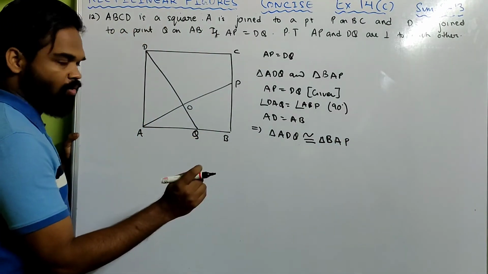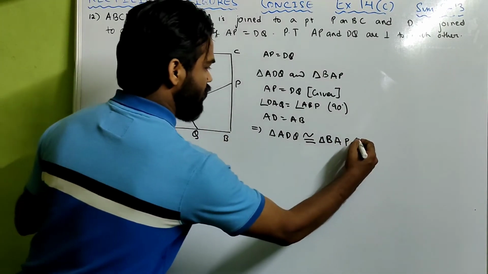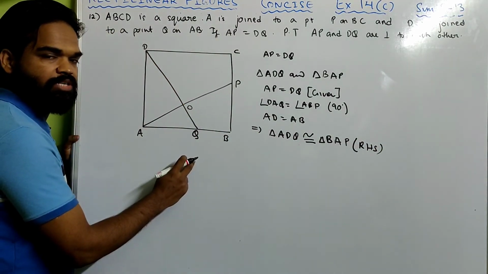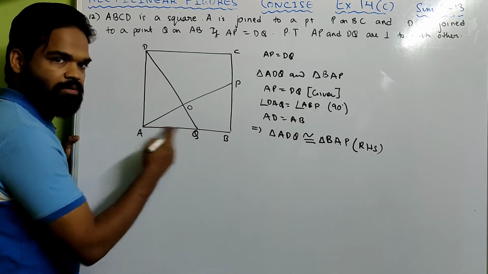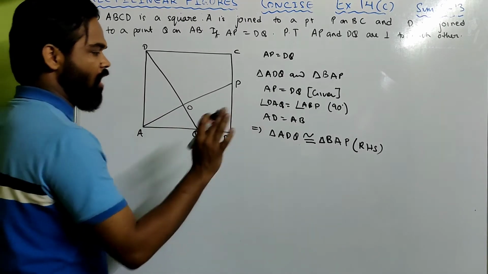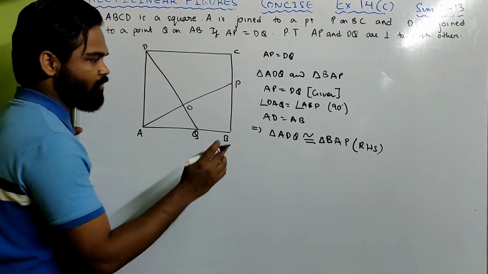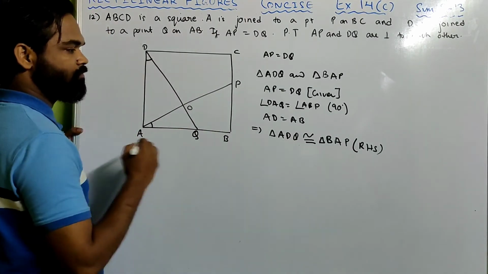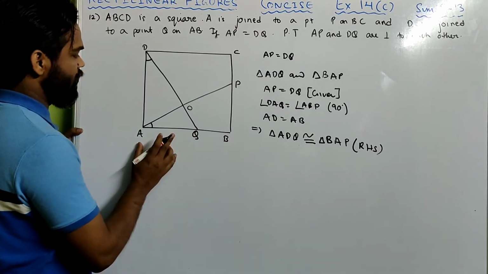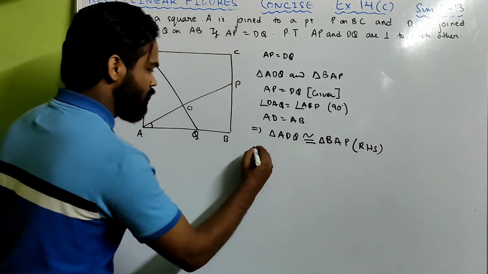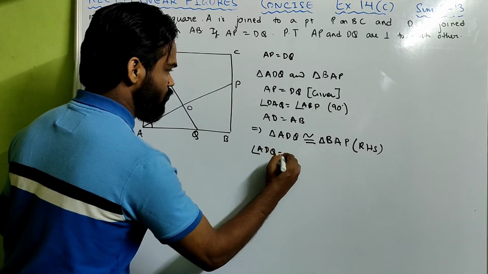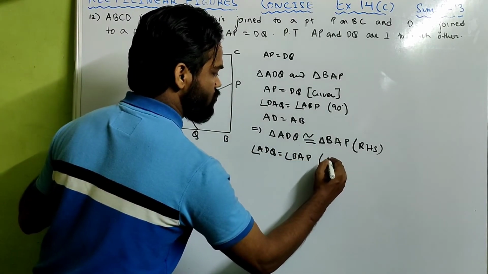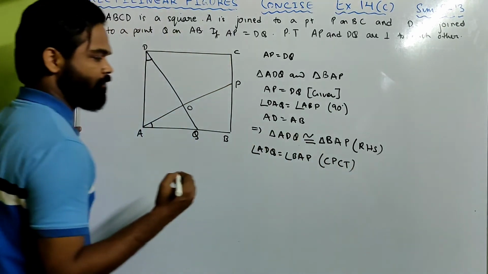Now, if they are congruent, we can say that this is RHS because the hypotenuse is equal. One of the angles is 90 degrees, one of the sides is equal. Okay, so RHS. Now, if they are congruent, this angle and this angle will be equal. Angle ADQ is equal to BAP, that's CPCT, isn't it?